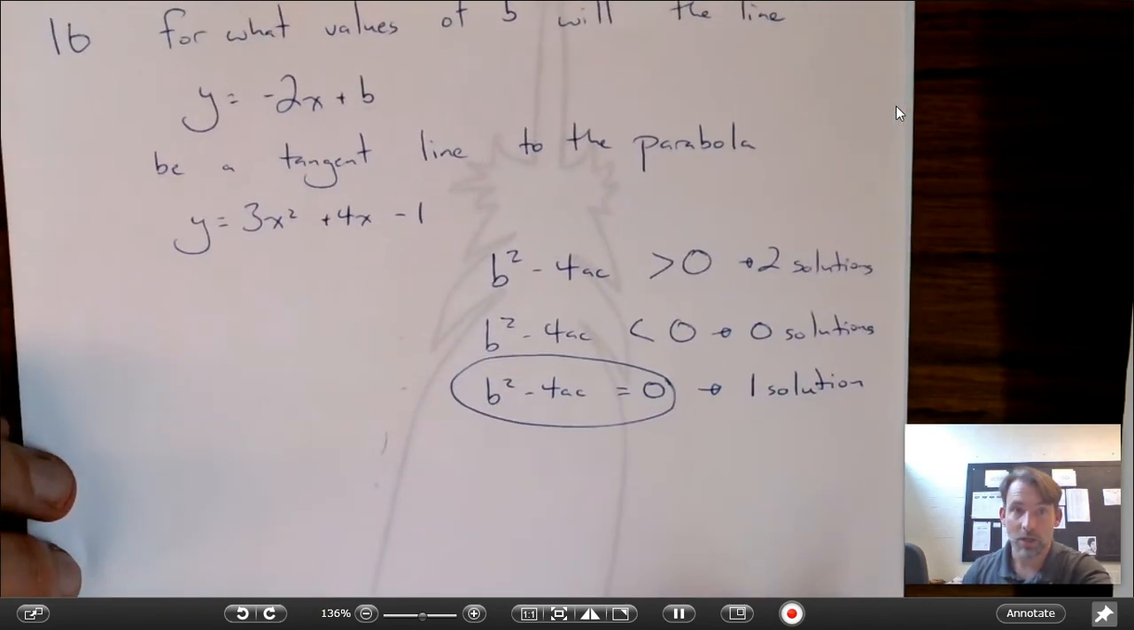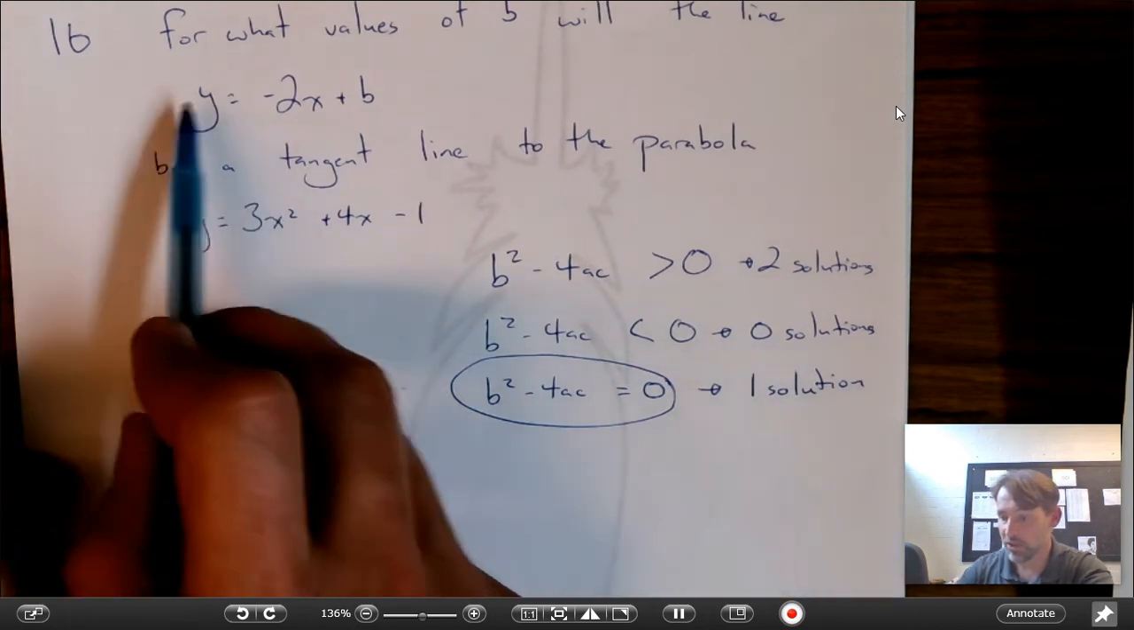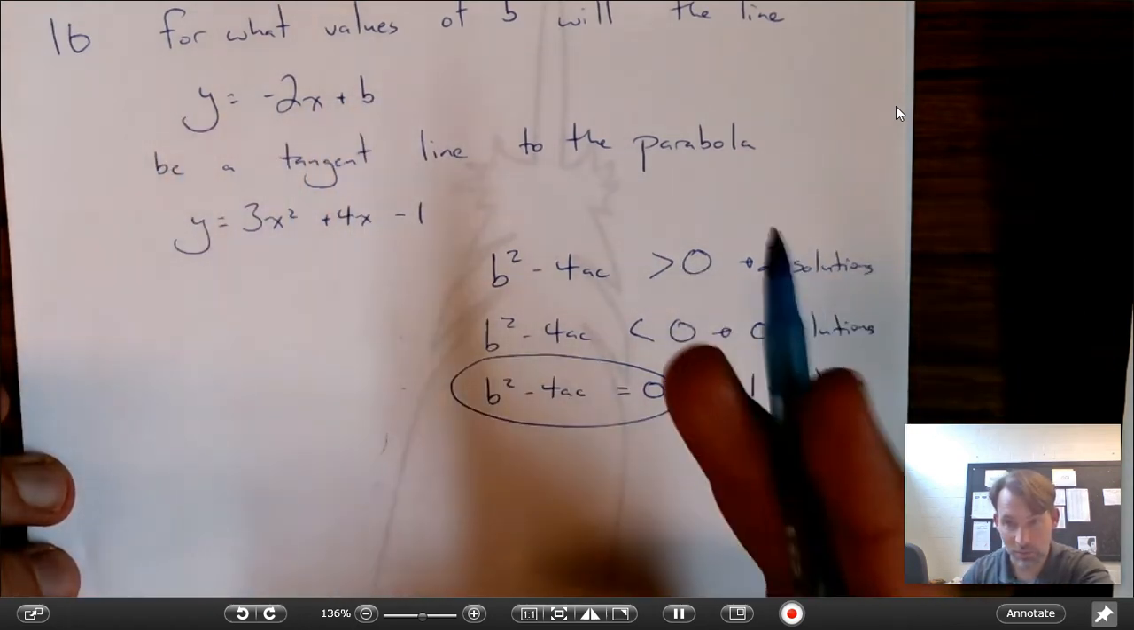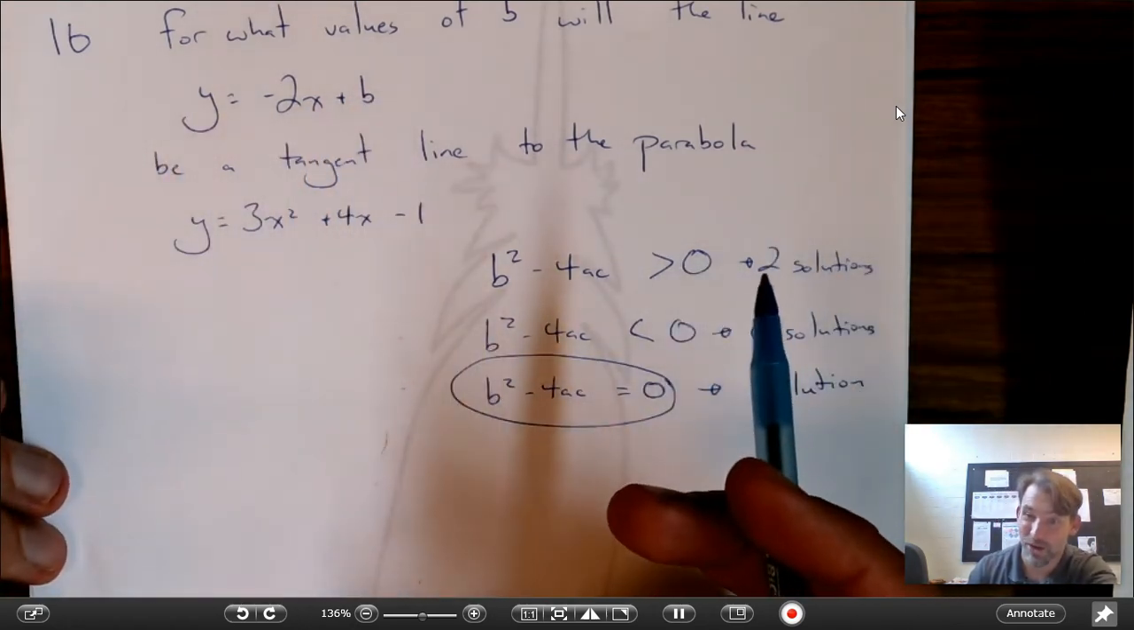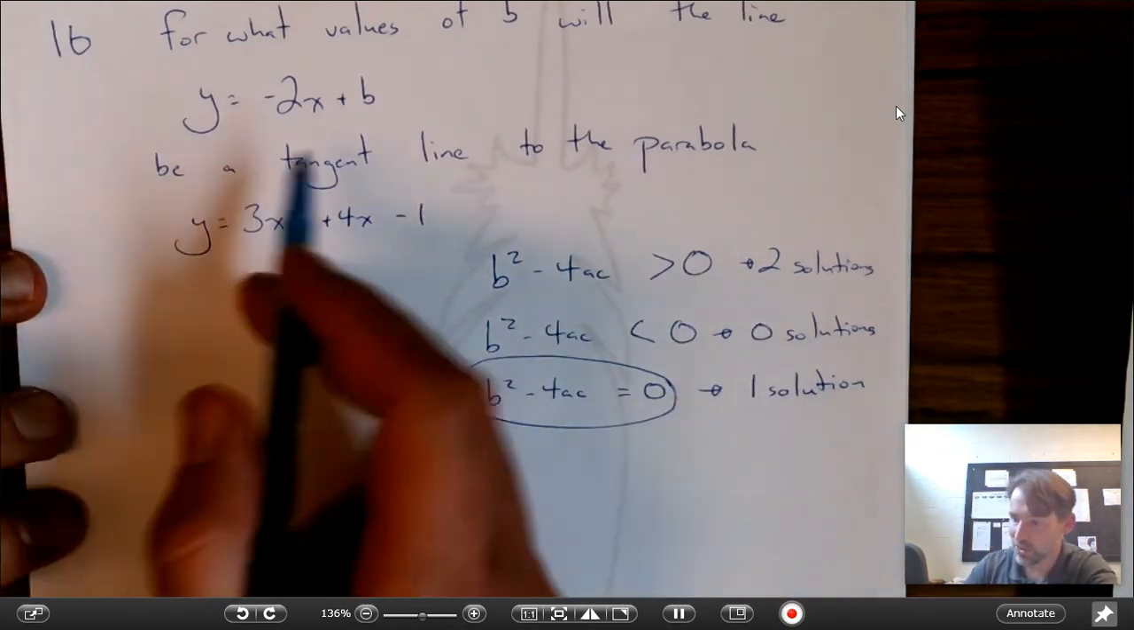All right, so let's do the work like we were going to find the intersection between this line. We're going to pretend that b is a number, because it is. It's actually -4, but we're going to find out that it is that. So we set them equal to each other.